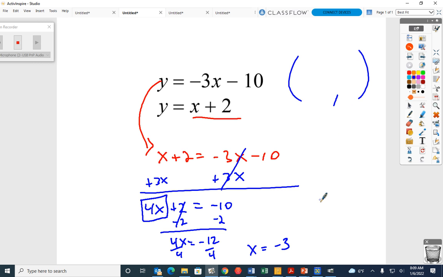Do I have half of my answer now? Yes. Which one? This is negative 3. Now it gets easy because all I have to do is plug it in, right? Do you think you can plug it into either one? Yes. Let's plug it into both of them and see if we get the same answer, okay?